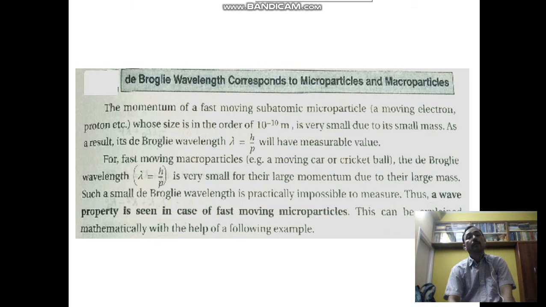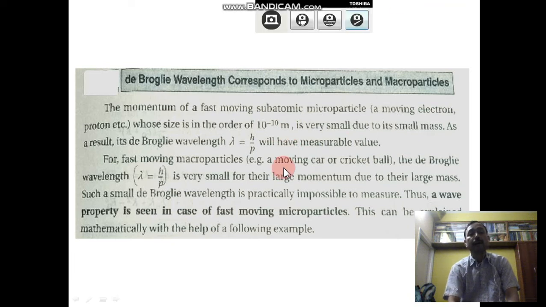Now, de Broglie wavelength corresponds to microparticles and macroparticles. The momentum of a fast moving subatomic microparticle, for example a moving electron, proton, etc., whose size is of the order of 10 to the power minus 10 meter, is very small due to its small mass. As a result, the wavelength lambda is equal to h by p. So m is less, so lambda is more. We will have a measurable value.